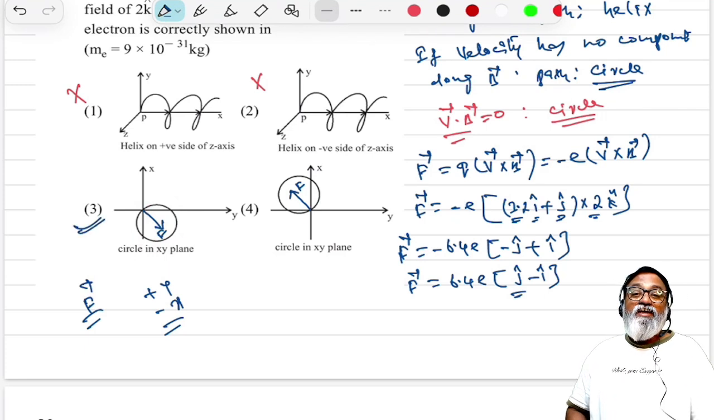See how tricky the problem is. We know only the basic thing. This is the concept. It's a very, very important one.